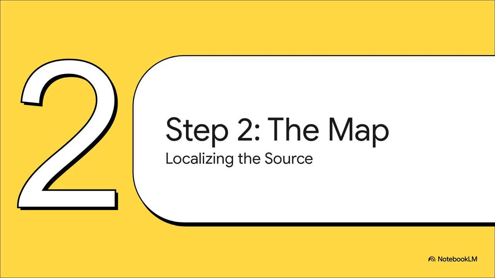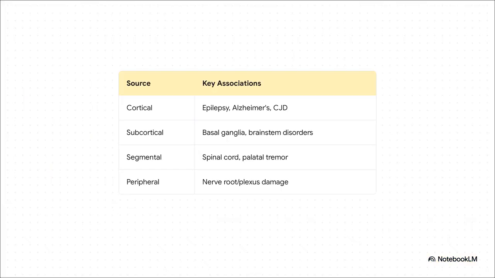Okay, so we've profiled the movement. Now let's move to step 2, the map. Where in the heck is this signal coming from? Answering this question is a total game changer, because it helps us dramatically narrow down what could be causing this. The origin can usually be traced to one of 4 main locations. It could be cortical, coming from the brain's cortex, and honestly, that's the most common one you're going to see. It's linked to stuff like epilepsy or CJD. But it could also be subcortical, segmental, from the spinal cord, or even peripheral, starting way out in a nerve root.